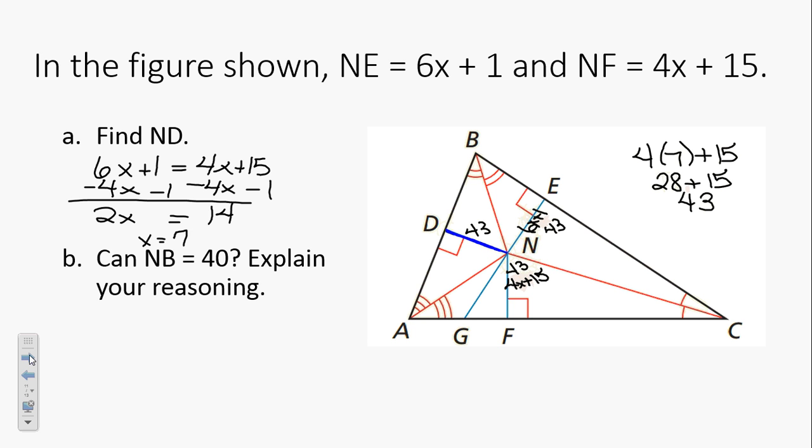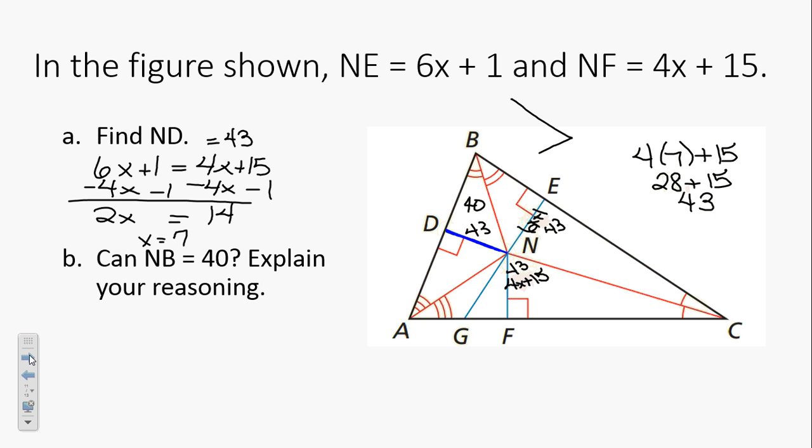Okay? Answer's 43. Part B says, can the distance between N and B be equal to 40? What do you think, Skylar? Why not? You're exactly right. Why is it not reasonable?